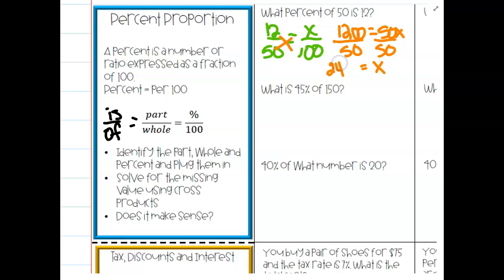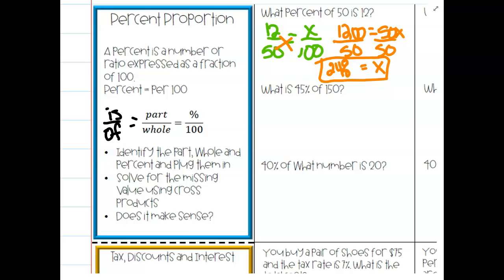Now here's the thing. It said what percent. If you just say 24, 24 is not a percent. So it's kind of like a label. You've got to make sure to put that percent sign there. 24 and 24% is a totally different number. You have to have the percent sign.